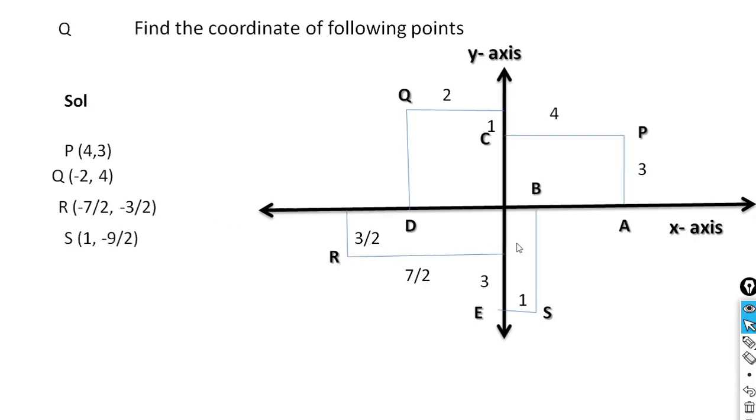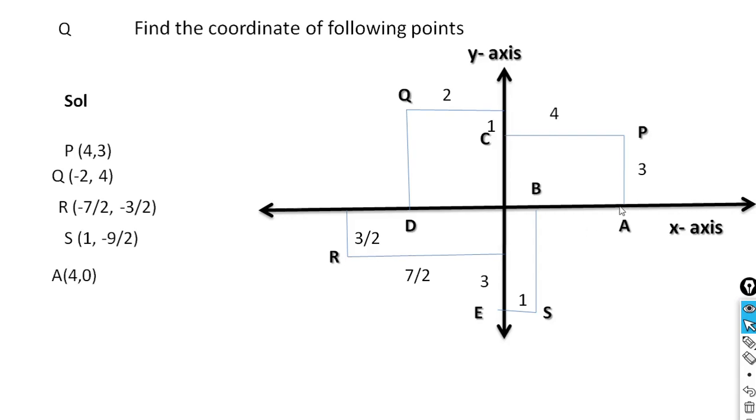Point S. The point S lies in the fourth quadrant. On the right-hand side, we have to move from the origin 1 unit. So the x coordinate is 1. And for the y coordinate, we have to count the total distance. From here to here this distance is 3, and from here to here the distance is 3/2. 3 plus 3/2 gives us -9/2.